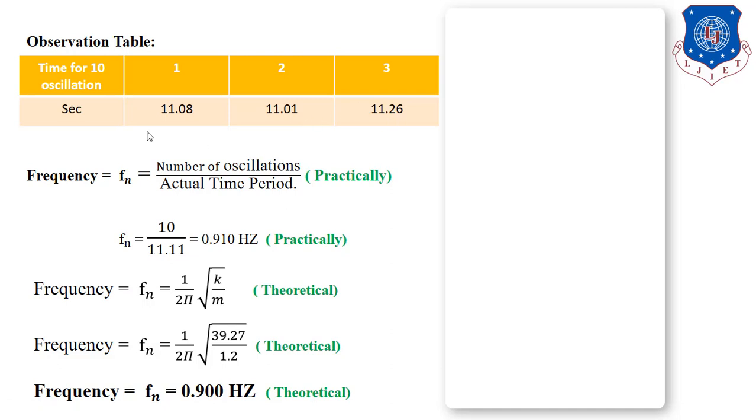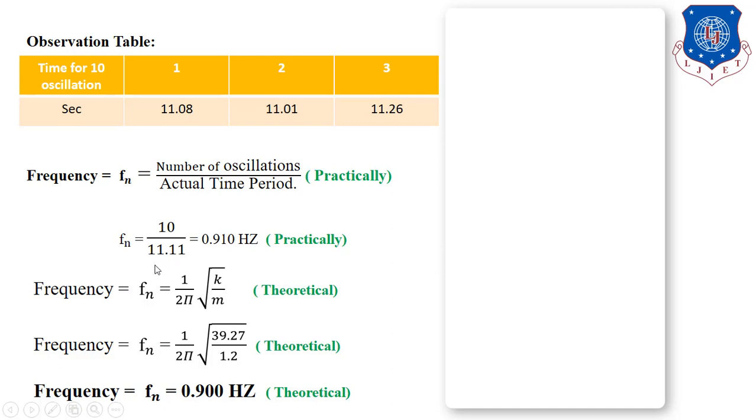So the frequency fn is equal to the number of oscillations upon actual time. So fn is equal to 10 upon 11.11. Here the number of oscillations is 10, and the actual time period we consider as the average of these three readings, that is equal to 11.11. So we get the frequency fn is equal to 0.910 hertz. So practically we get the frequency equal to 0.910 hertz.